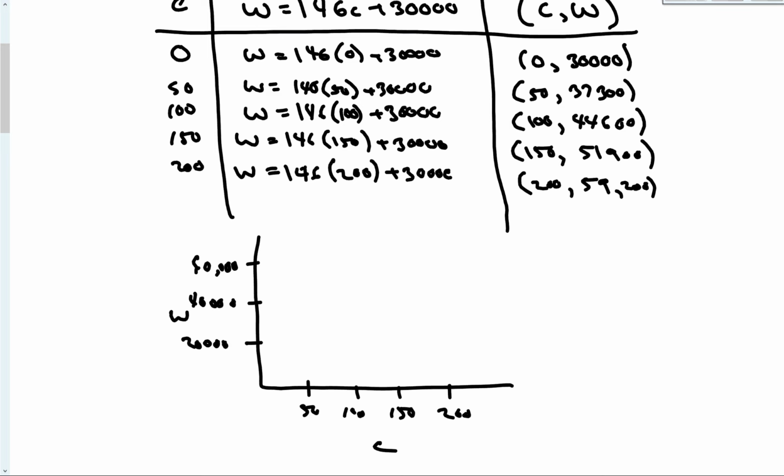So my zero coordinate was 30,000. At 50, I get 37,000, which is about right there. At 100, I get 44,000, so that's going to be just over 40 right there. At 150, I get 51,900, right below 60. So you can see that even though my points are not super accurate, I still get data that forms a general line like this.